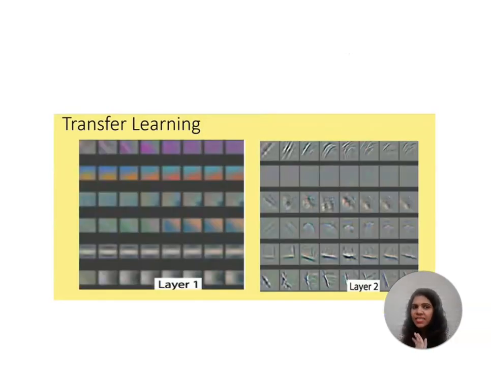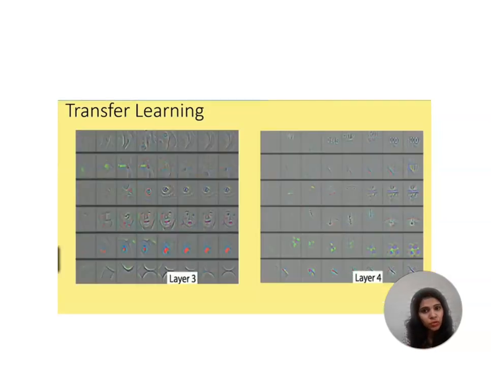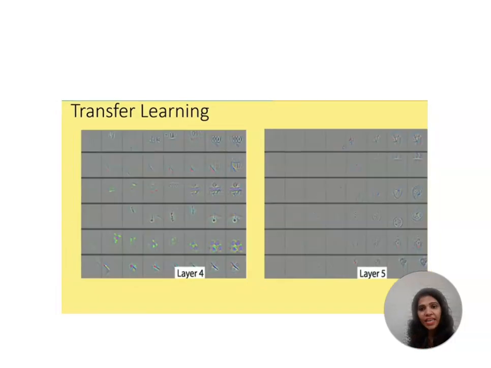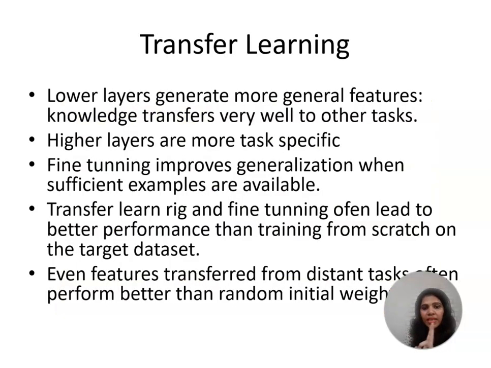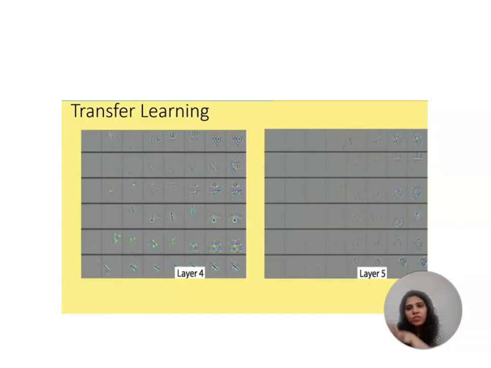So layer 1 as such we are going to use. Then after layer 1, layer 2 will come, layer 3 will come, layer 4 will come, and after layer 4, layer 5 will come. The last layers will be there, and those layers we are going to tune according to the new data set.